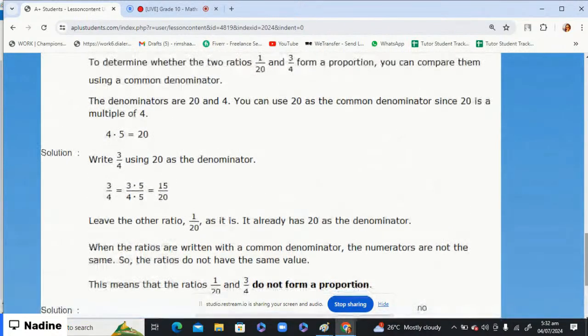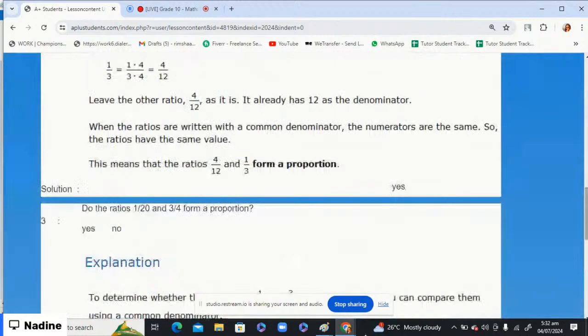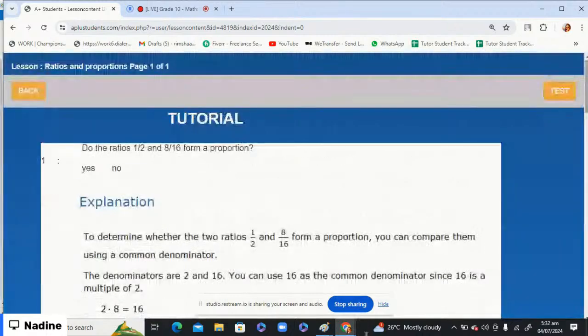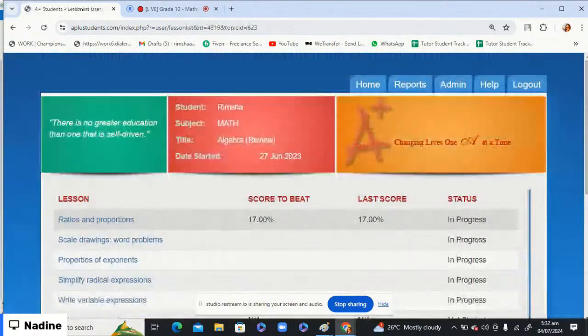Okay, when these ratios are written with the common denominators, the numerators are not the same, so the ratios do not have the same values. So we can say that these two ratios do not form a proportion. This is what we have done in that lesson. Let's discuss the next lesson now.